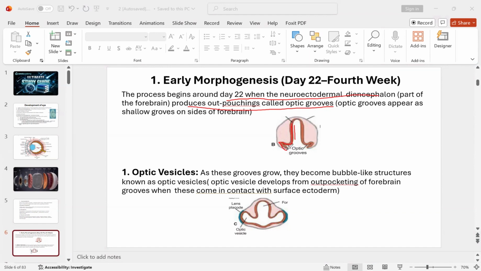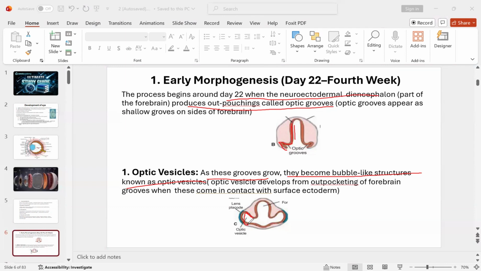So now let's move to the second step. As these grooves grow, they become bubble-like structures known as optic vesicles. You can see in this diagram that now the optic grooves are growing towards the surface ectoderm. And as they are growing towards the surface ectoderm, they are becoming bubble-like in structure. So these bubble-like structures are known as optic vesicle. The second step in the development of eye is the formation of optic vesicle.